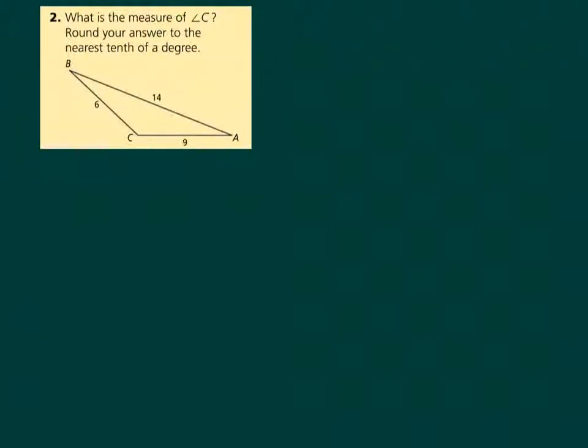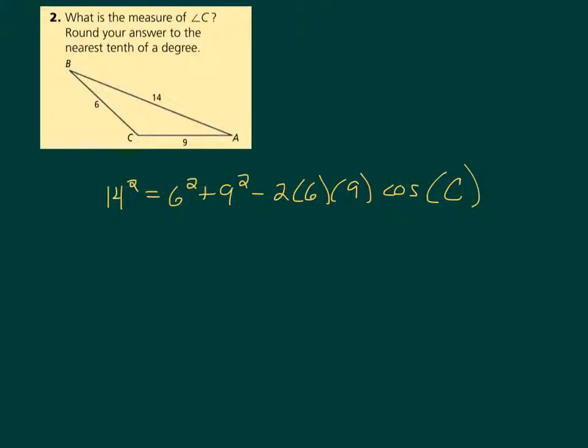We want the measure of angle C. By the law of cosines, we have to set this up. Since we're looking for angle C, we start with the 14, the side opposite. 14 squared is 6 squared plus 9 squared minus 2 times 6 times 9 times the cosine of whatever the measure of angle C is. The next step here, algebraically, is to subtract the 6 squared and subtract the 9 squared from each side. Like this.